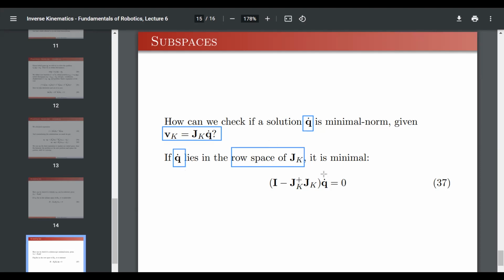How do we check that it lies in the row space of Jk? Well, same as before. We check that the projection onto the orthogonal complement of the row space is 0. What is the orthogonal complement of the row space? Well, it is the null space. And here is a projector to the row space. Here is a projector to the null space, right? So we just check that the projection to the null space is equal to 0. We require that the projection of q dot onto the null space of this Jacobian is 0.